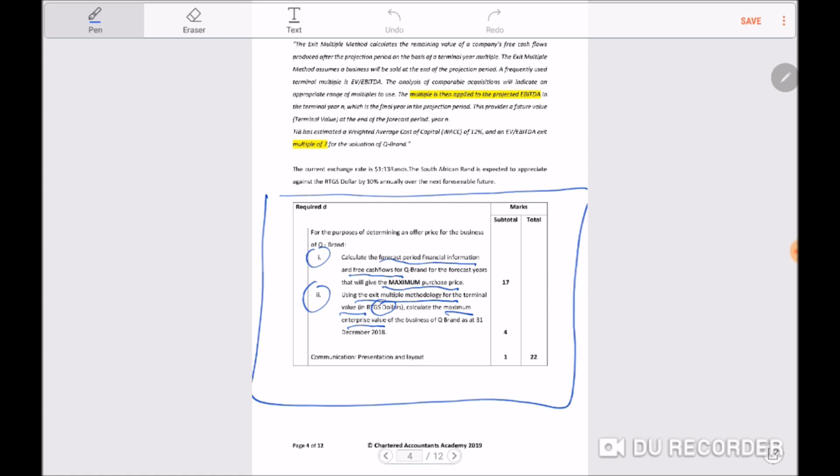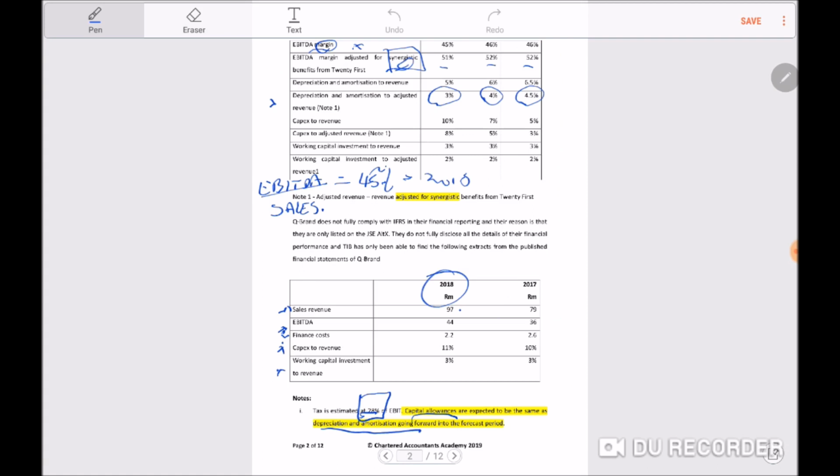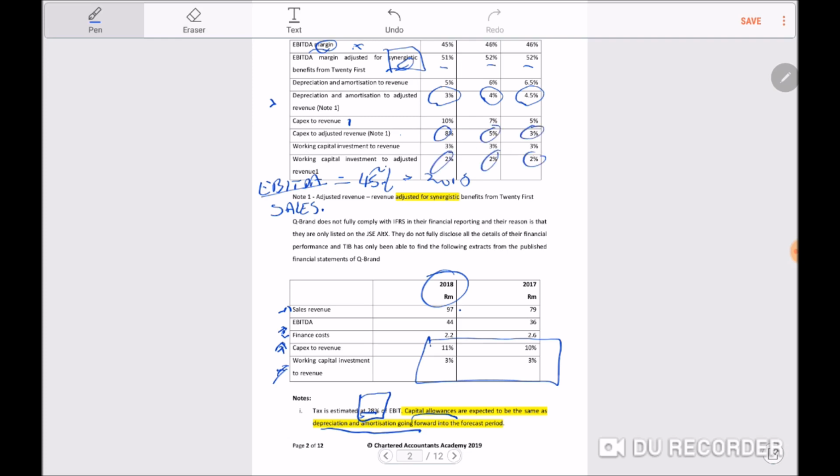And then what else should we adjust for? Let's go back to our scenario to find out what else we should adjust for. So here we're told about capex, we're told about working capital. These figures are historic, but we need the figures that we're going to be using going forward. So what are we going to do? We go back to this table here. So we have capex to revenue and capex adjusted to synergistic benefits. Since we said we're going to be using synergistic benefits, for our capex we're going to use 8%, 5%, 3%. For our working capital we're going to use 2%, 2%, 2%.